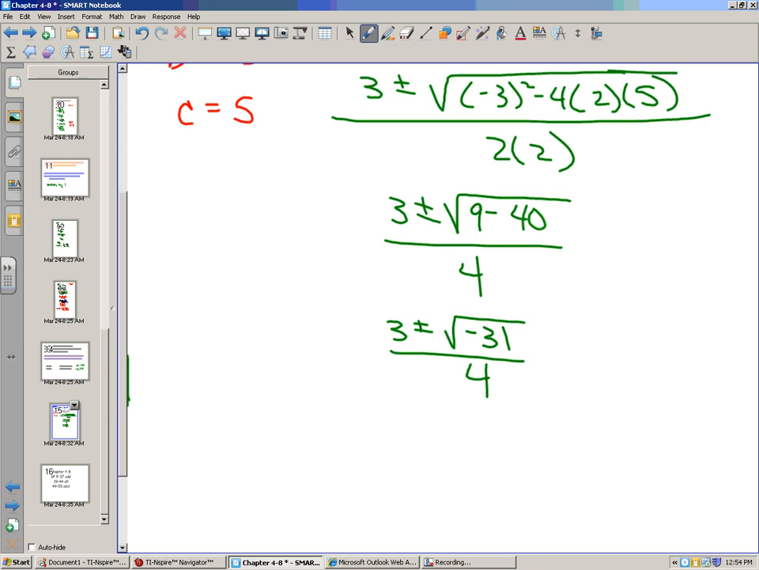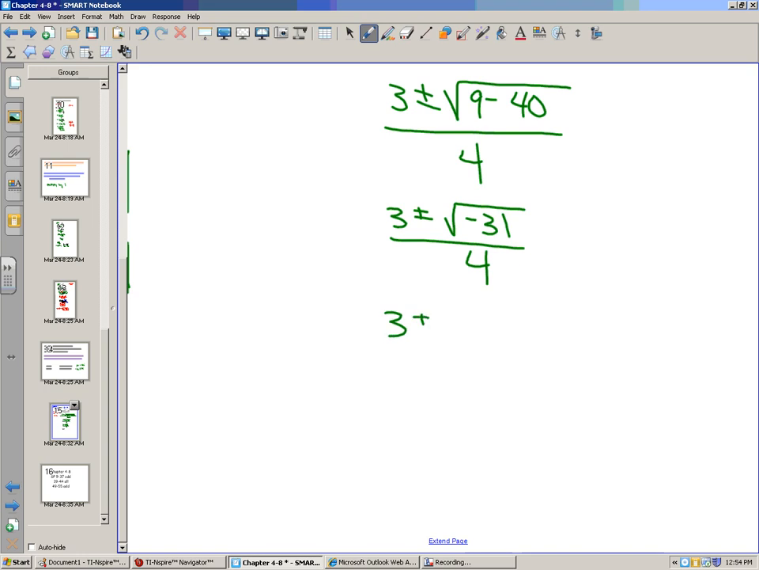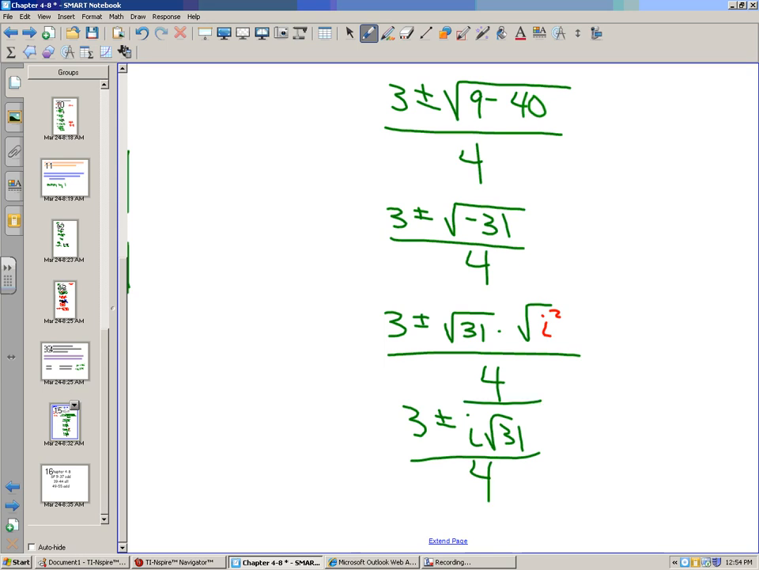Sure. Because what is the square root of negative 31? 31 times negative 1, right? So I can replace that negative 1 with what? i squared. Do you see that? Yes? So that's going to be 3 plus or minus the square root of i squared times 31 over 4. That's the whole point of complex numbers and why we need them.